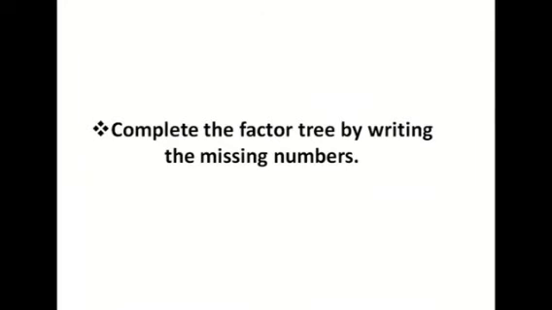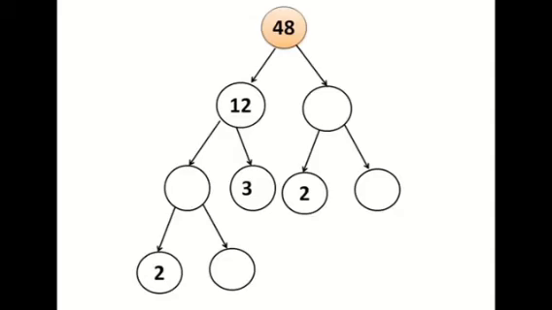Complete the factor tree by writing the missing numbers. So look at the factor tree here. You can see some of the places are empty and some of the places are filled with numbers. So first you copy the factor tree. Where it is empty, keep it empty. Where it is filled with numbers, fill in the number given here. And then try to solve it.